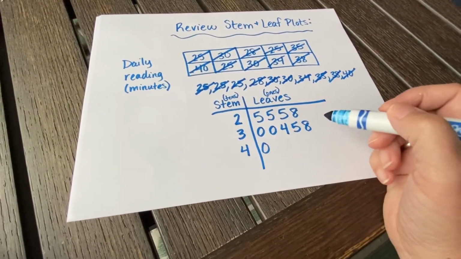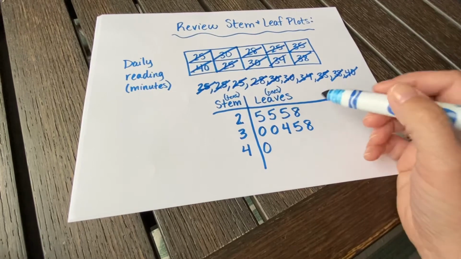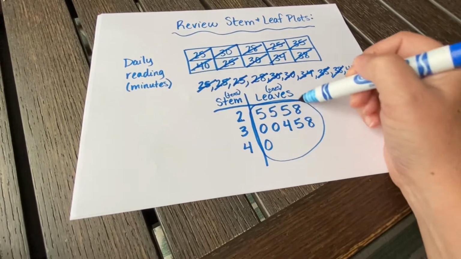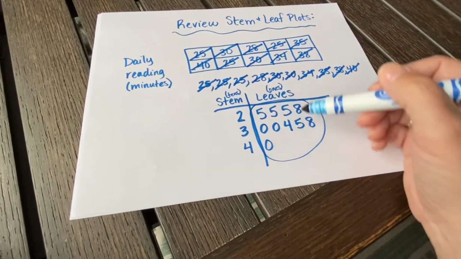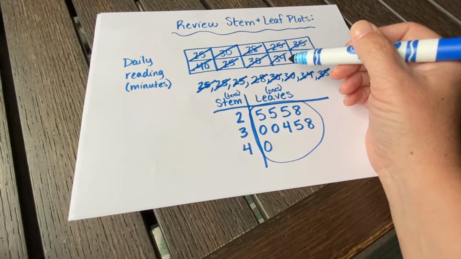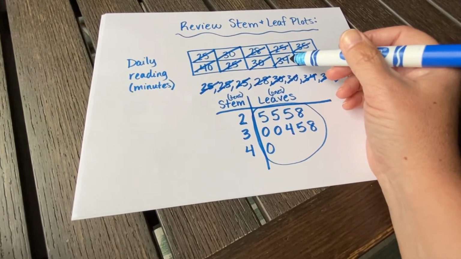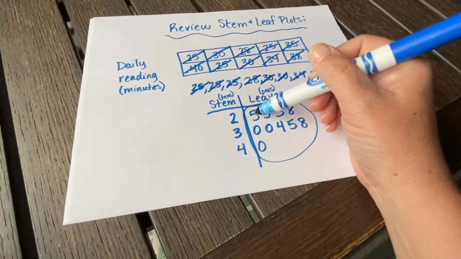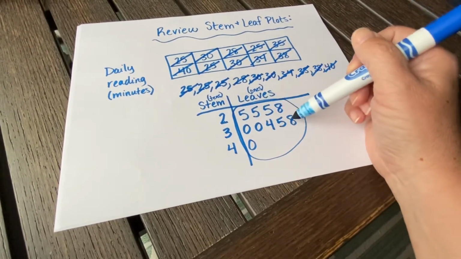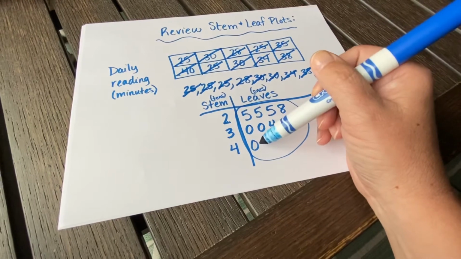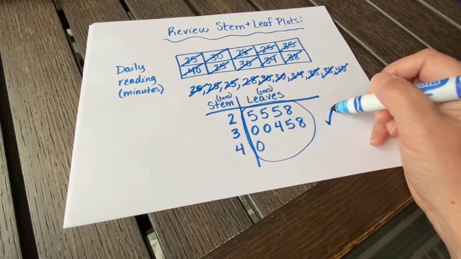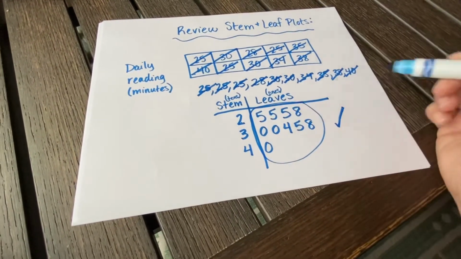Now, to verify that you didn't miss anything, just to go back and check, always count the leaves. And if you count the leaves, you should have the same amount of leaves as you have data points at the beginning. That's how you know you didn't skip any, okay? So we have 4, and then another 5, and then 1 more. So we know we got them all. So you know your stem and leaf plot is complete.